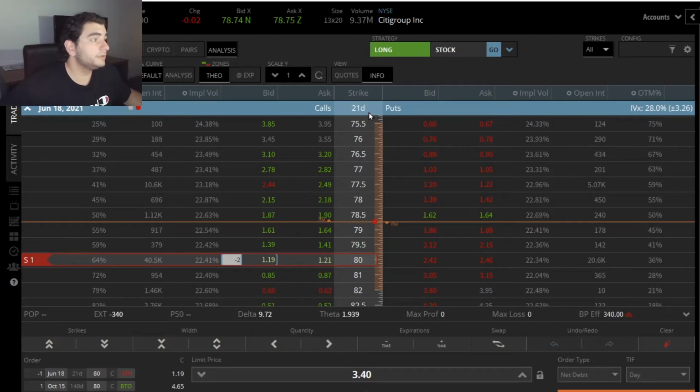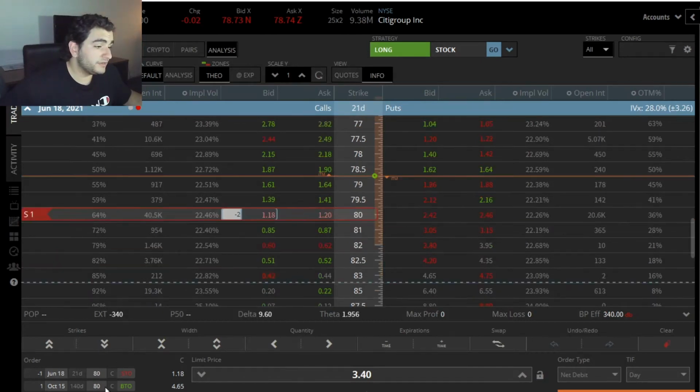So I opened it when this expiration was 46 days until expiration. It is now 21 days until expiration. I opened this trade at a $226 debit, so I paid $226 per spread, and they are currently trading for $340 now. I'm going to hold these that I have here.